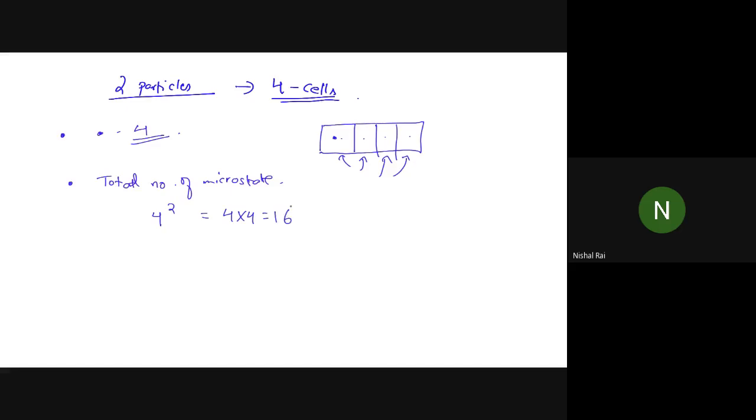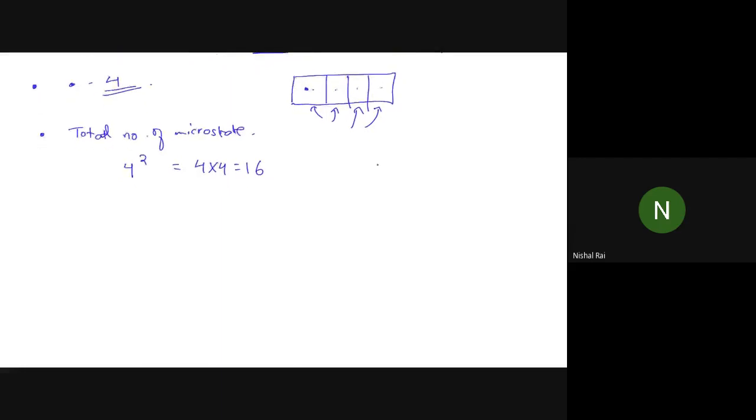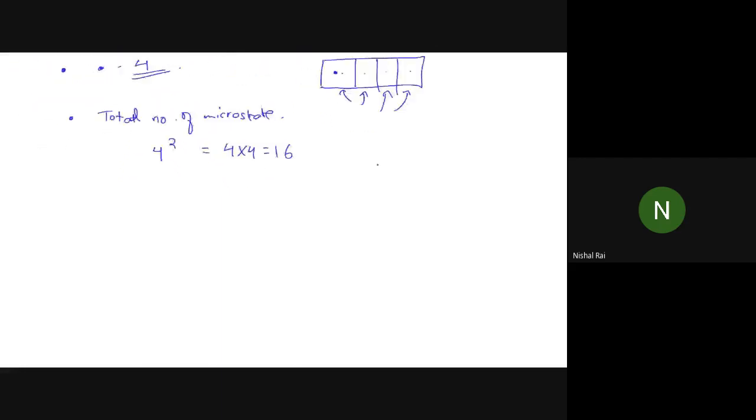Previously you had how many? 2 compartments, n number of particles. So you have 2 to the power n. So here you have 4 compartments to the power 2, 16. Now manually also you can check it. First, now let's find the macrostates. Clear?